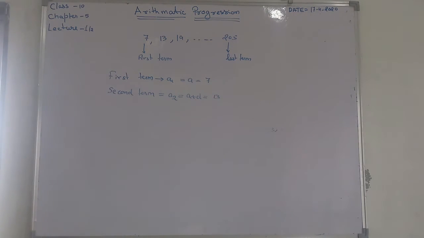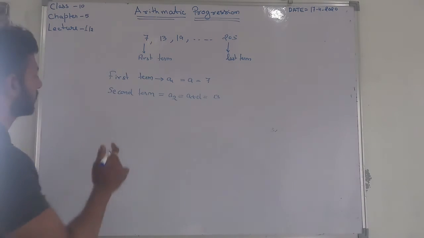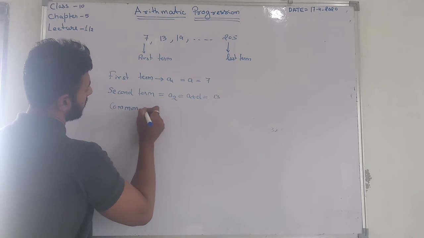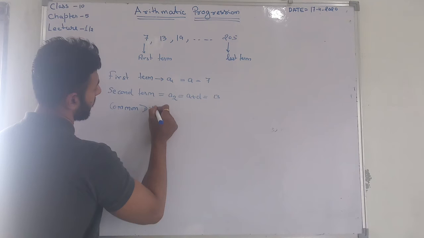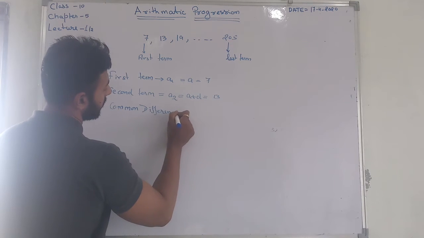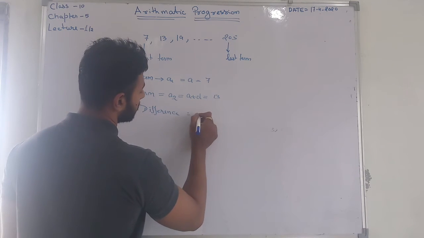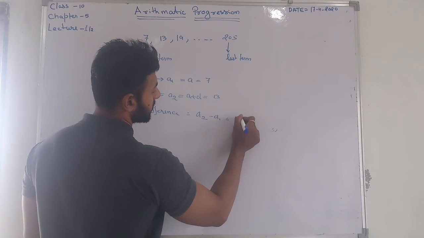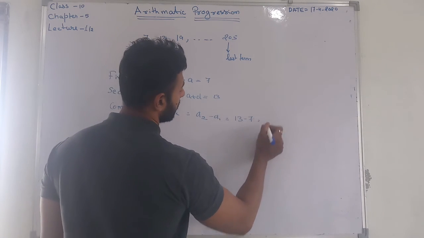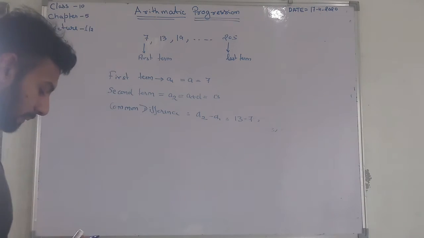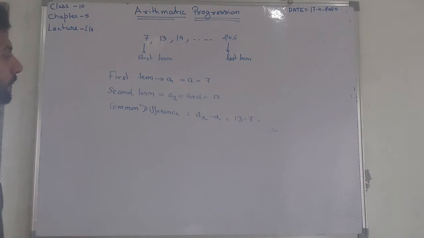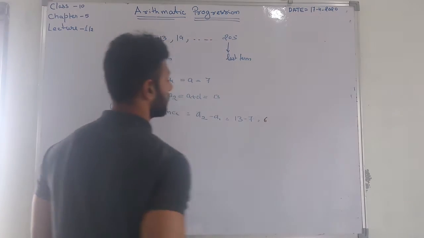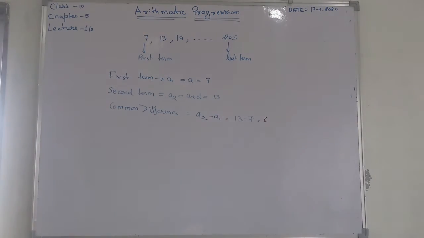Now, we can find out the common difference from this. Common difference is A2 minus A1, which is 13 minus 7. 13 minus 7 will be 6. So the common difference is 6.